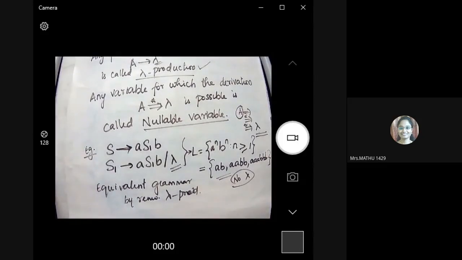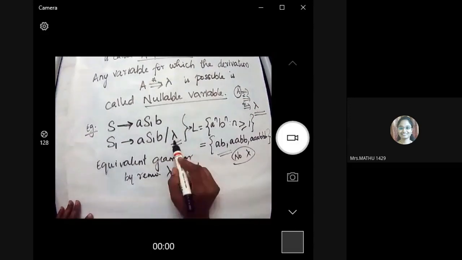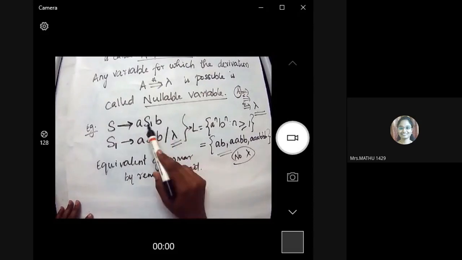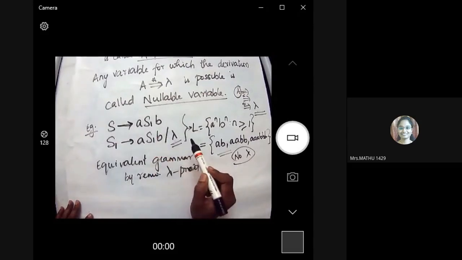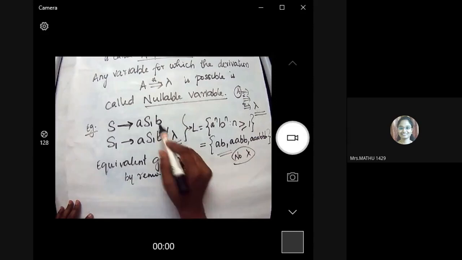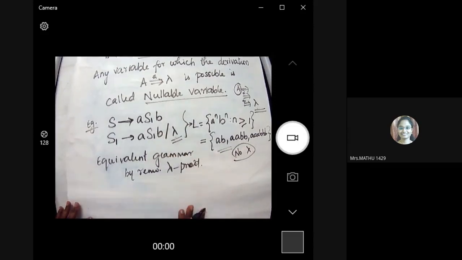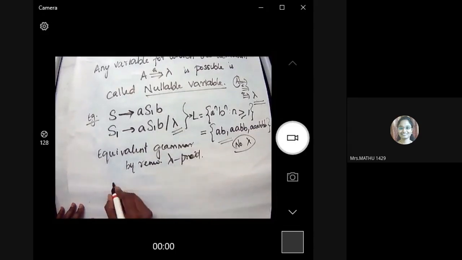So what we can do is, here we have S1 gives lambda. To remove this lambda production, we want to generate some new productions by applying this lambda wherever S1 is present. We are going to generate some new productions by applying lambda in the place of S1 wherever it is available. So what are the new productions we can find?